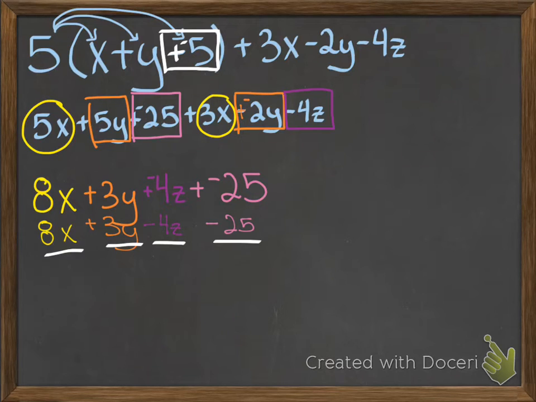What are your coefficients? Well, you have, switch colors, I'll use light gray for this. Your coefficients, 8, 3, negative 4, and that's it. And then, so 4 terms, 3 coefficients. Those coefficients are 8, 3, negative 4. And then I'll use black. What's your constant? Negative 25. All right?